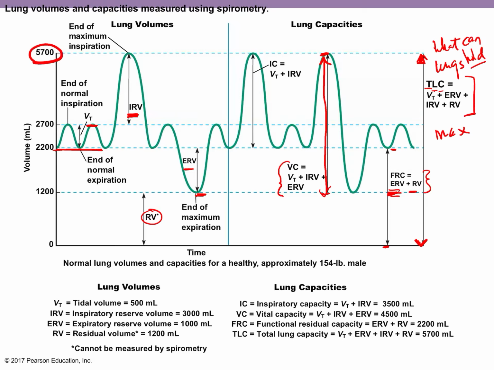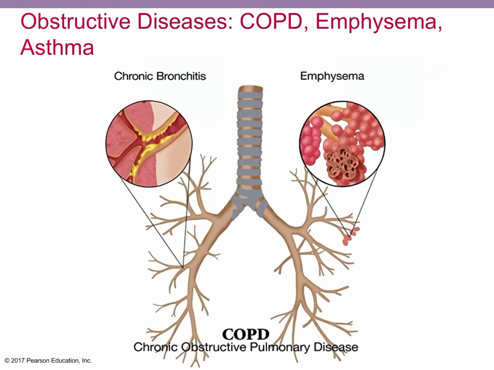That maxes out. So you can see how this graph goes to 5,700 milliliters. I heard elsewhere that an adult man maxes out at 6 liters. So it'd be 6,000 mils or 6 liters, the upper limit. This is sort of an average, normal amount. All right, so that is the things there: understanding lung volumes, understanding lung capacities.